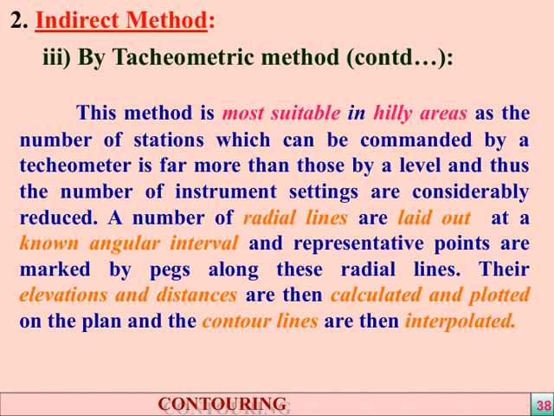Once we've gathered these measurements, we plot the points on our plan. From there, we interpolate the contour lines, creating a detailed representation of the terrain. This method is efficient and particularly suited for rugged, hilly terrains, making our surveying more effective and less time-consuming. It's a great example of how choosing the right method can simplify complex terrains and improve accuracy.